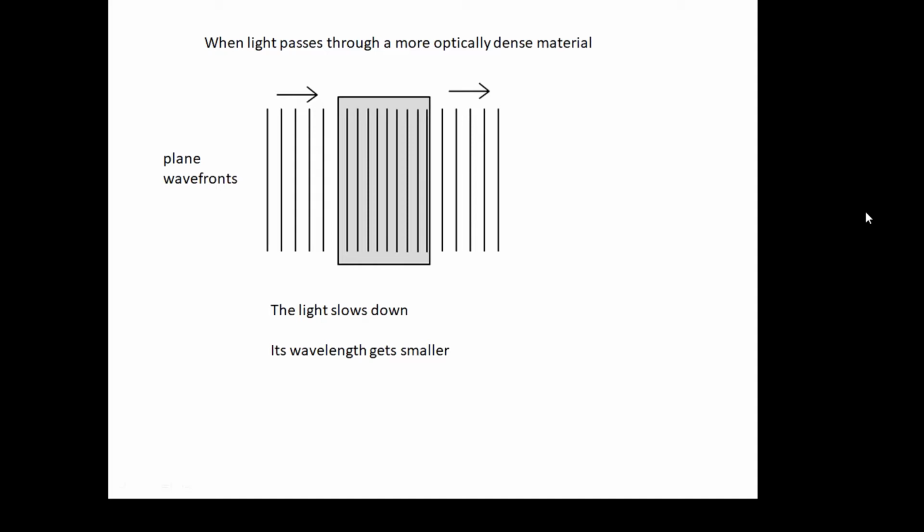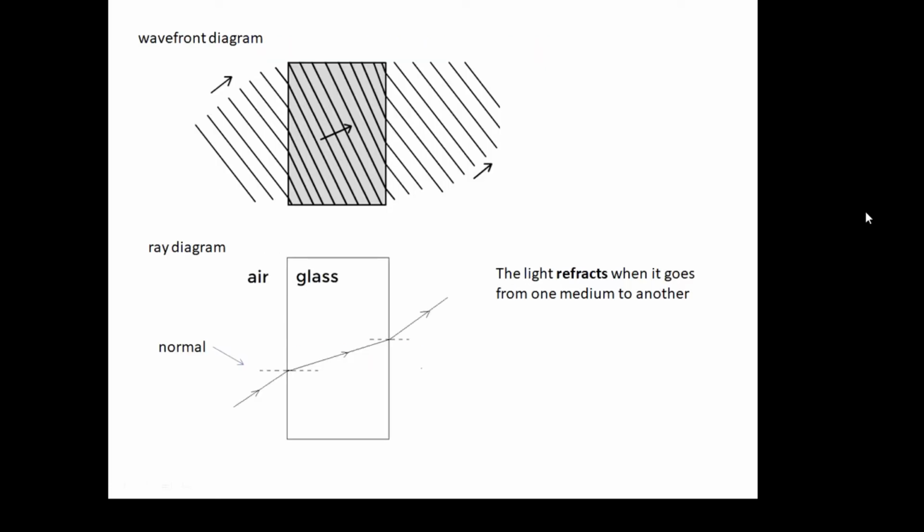Now, this is if the light enters normally, normal as in perpendicular. If the light enters normally, then it just carries on in the same direction. If the light enters at an angle, then what happens is it changes direction. Now, I've done two diagrams here. I've done the wavefront diagram and I've done a ray diagram, and we'll be using both of these diagrams.